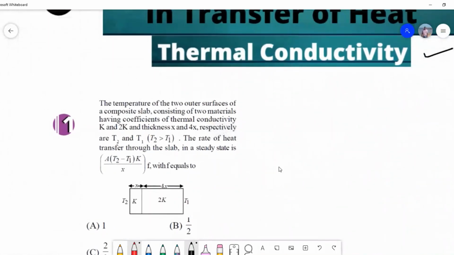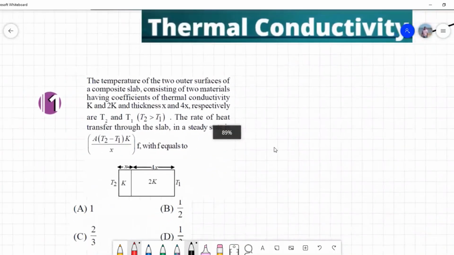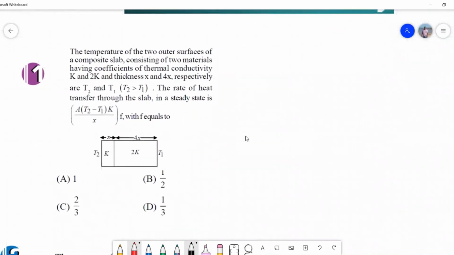Let's see one by one. Let's see the first problem. The temperature of the two outer surfaces of a composite slab consisting of materials of K and 2K, thickness is given. Thickness is nothing but the length here, x and 4x. The diagram is very clear. And the rate of heat transfer through the slab in steady state is this, where F is to be found. So let's take the junction as some temperature T.